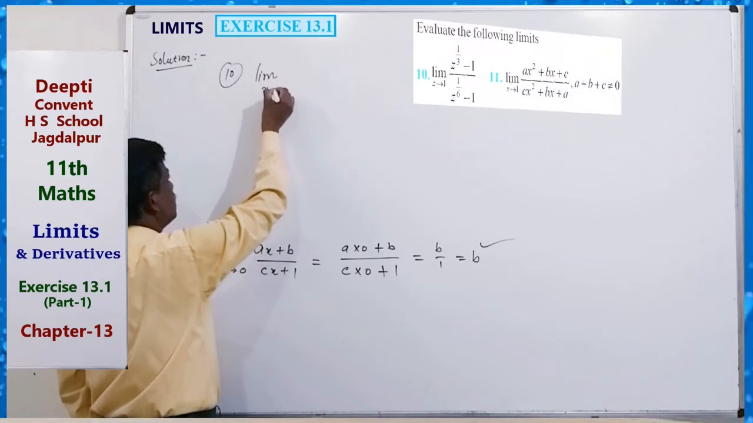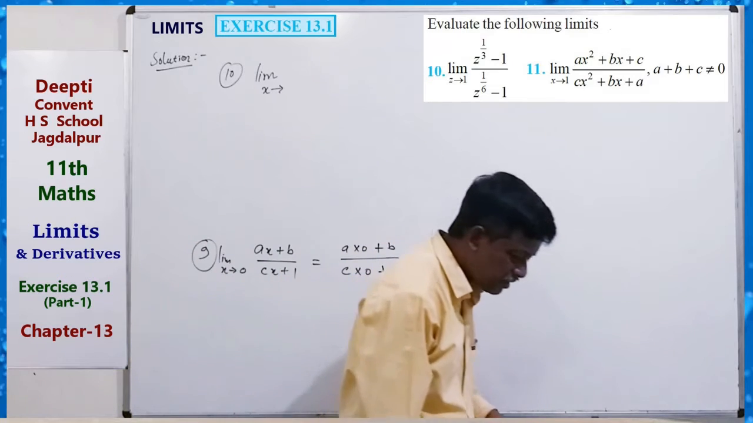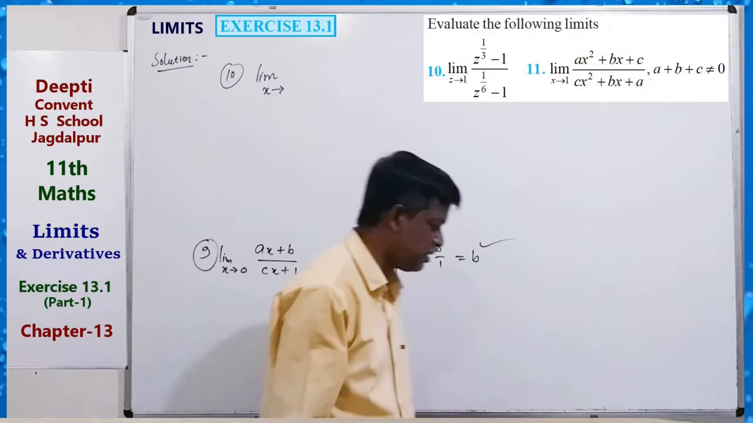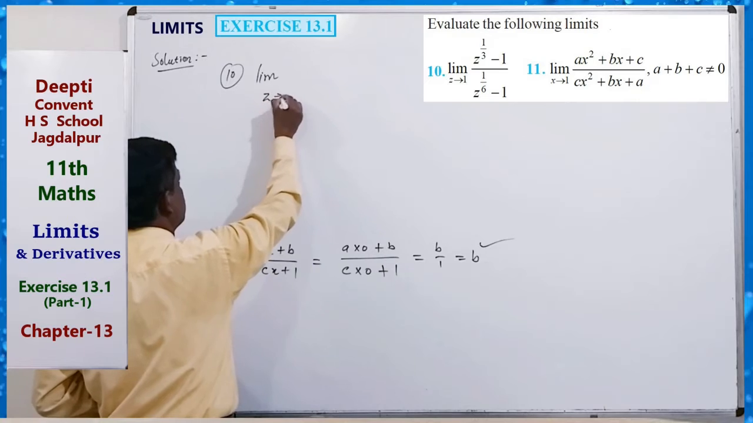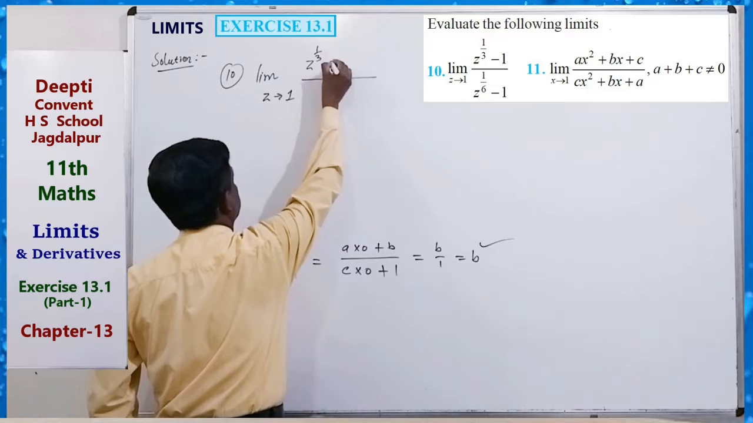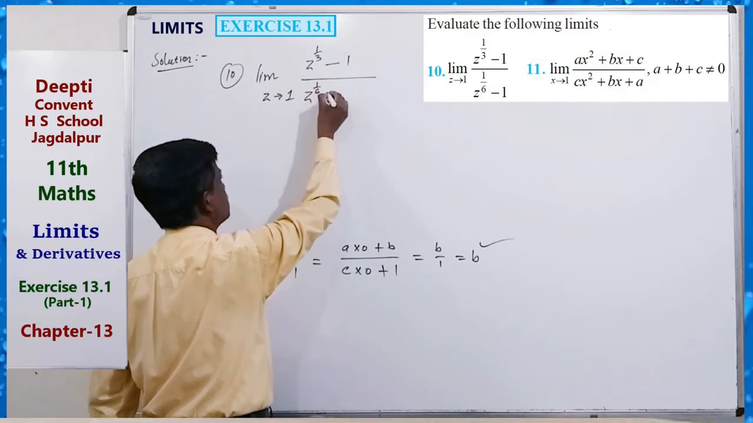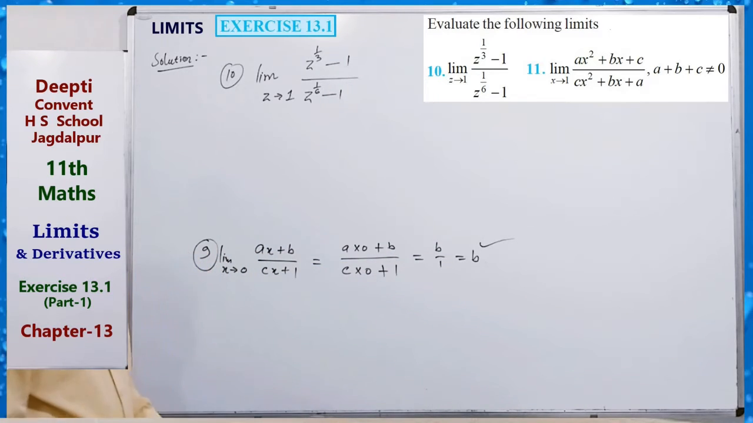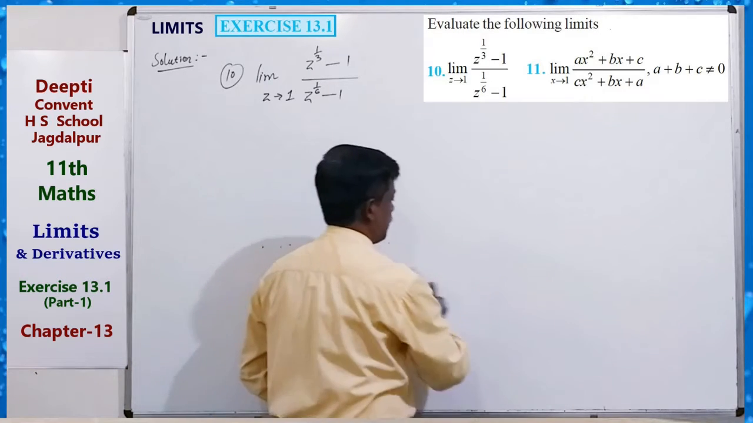Now question 10. Here the limit as z tending to 1 of z to the power 1 by 3 minus 1 upon z to the power 1 by 6 minus 1. This is the limit. We just have to find its value here.